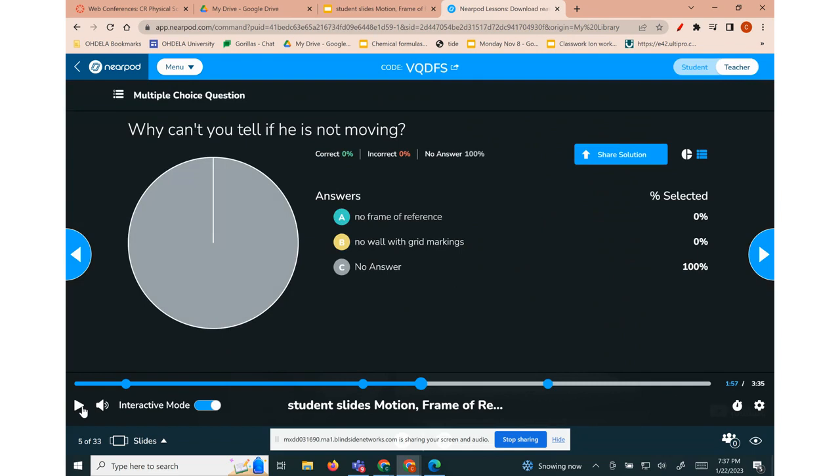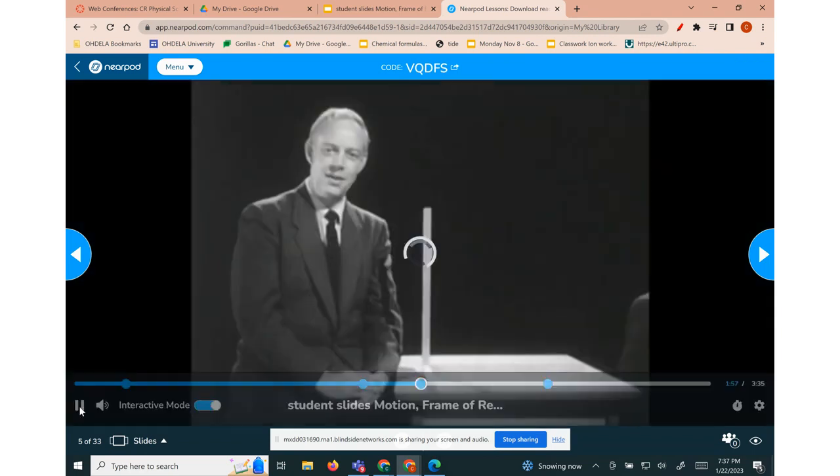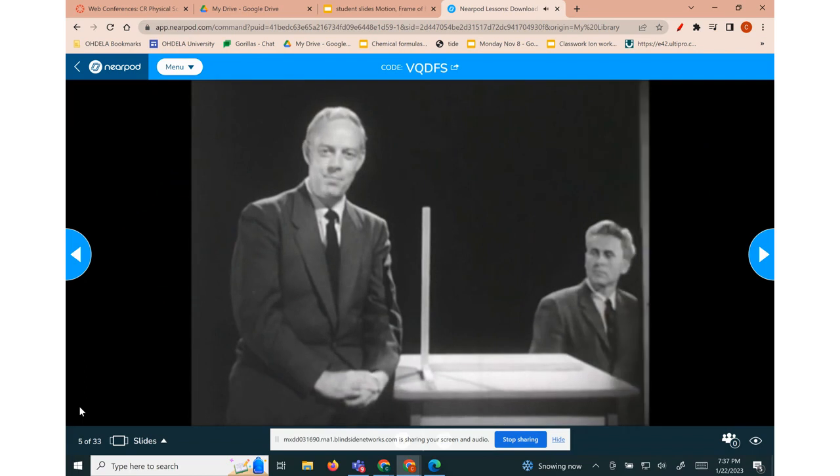So why can't we tell if he's moving? Both these answers are correct: no frame of reference, or no wall with grid markings. So we need to have something to show us that the thing is moving. The wall with the grid markings was our frame of reference. When we don't have it, then we can't tell.